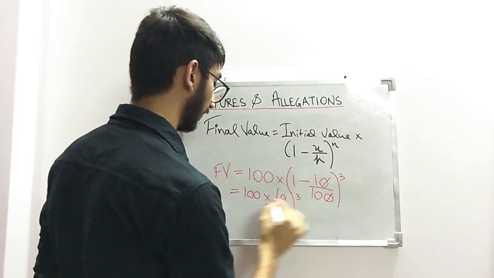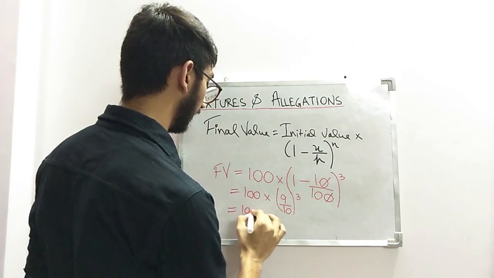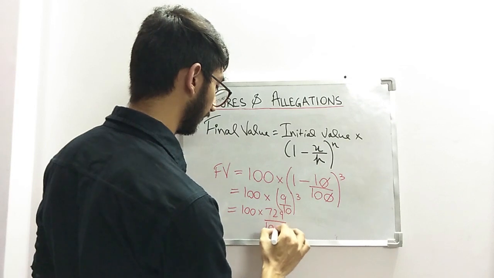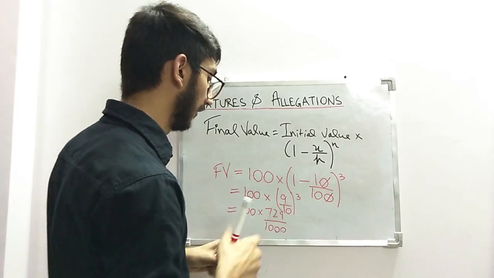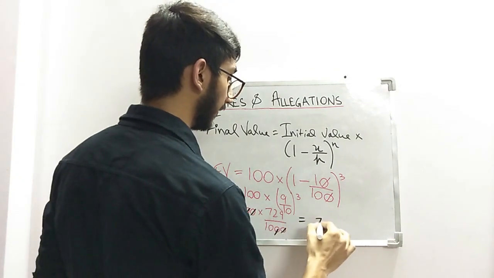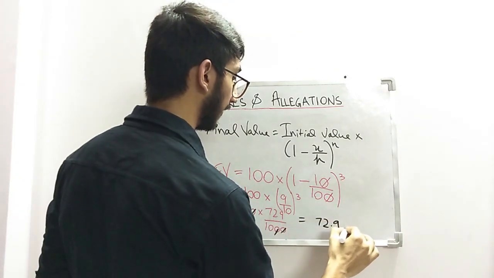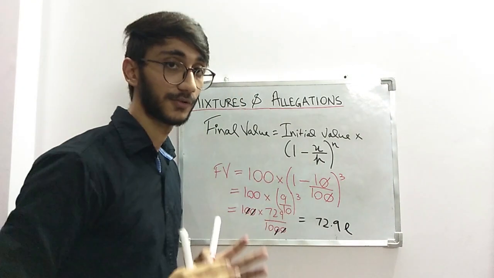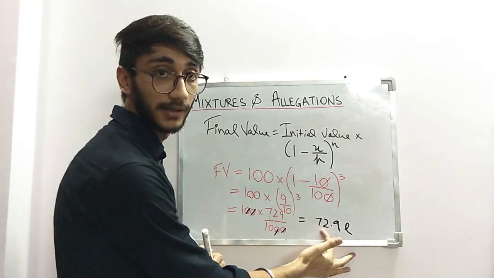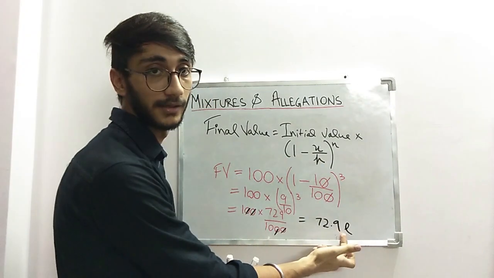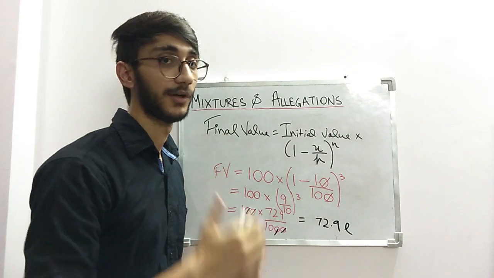raised to power 3. That means 100 into 729 upon 1000, and my final value will come out to be 72.9 liters of milk. So after 3 such procedures, I'll have 72.9 liters of milk, and the leftover, that is 27.1 liters, will be my quantity of water.